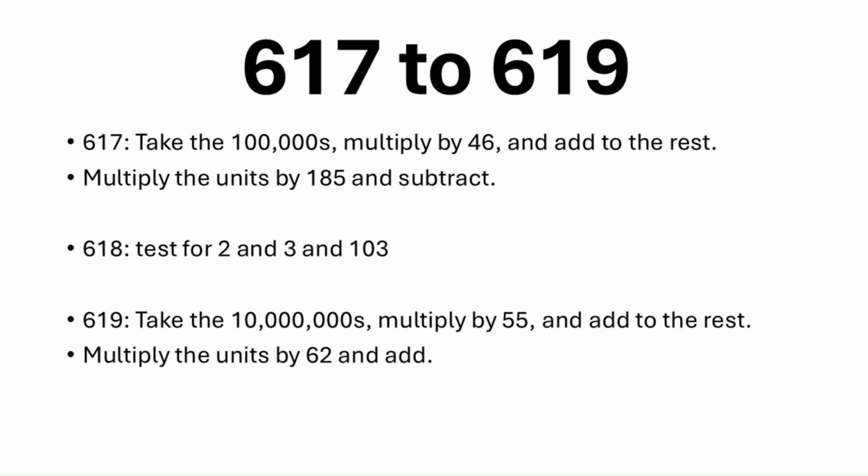617, take the 100,000s, multiply by 46, and add to the rest. Multiply the units by 185 and subtract. 618, test for 2 and 3 and 103. 619, take the 10 millions, multiply by 55, and add to the rest. Multiply the units by 62 and add.